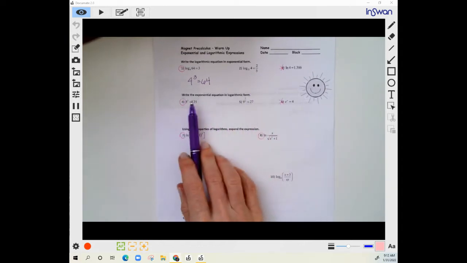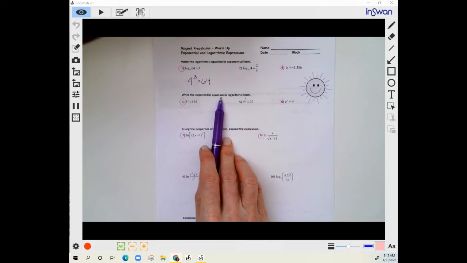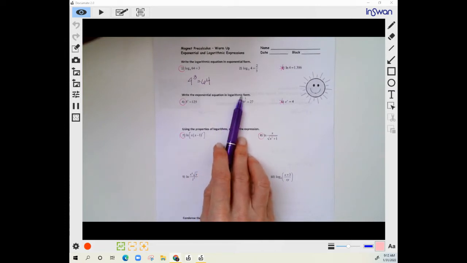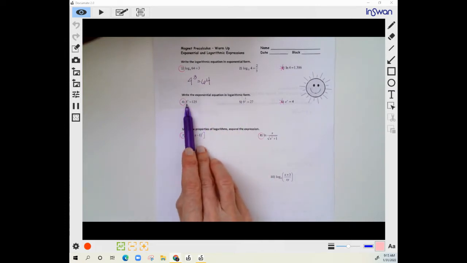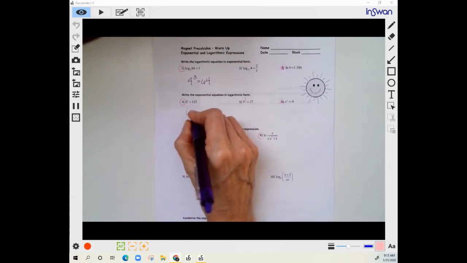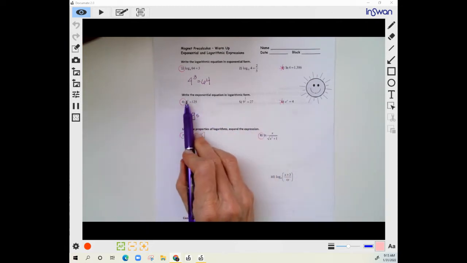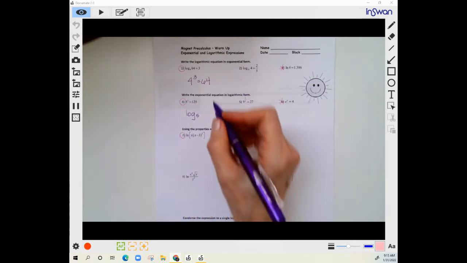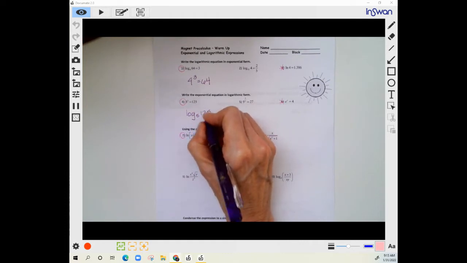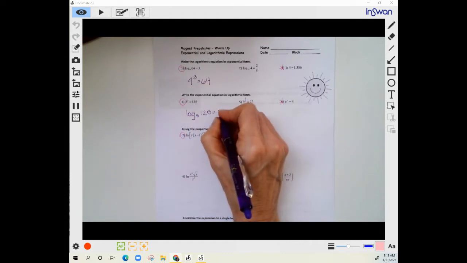Okay, then the next section, we're writing the exponential equation in log form. So we're going the other way. Again, the base is the base in either form. I'm trying to write it in log form. The base of the exponent is the base of the log. The other two values are going to swap sides. So the 125 is going to be the value next to the log, and the 3 will be on the right-hand side.